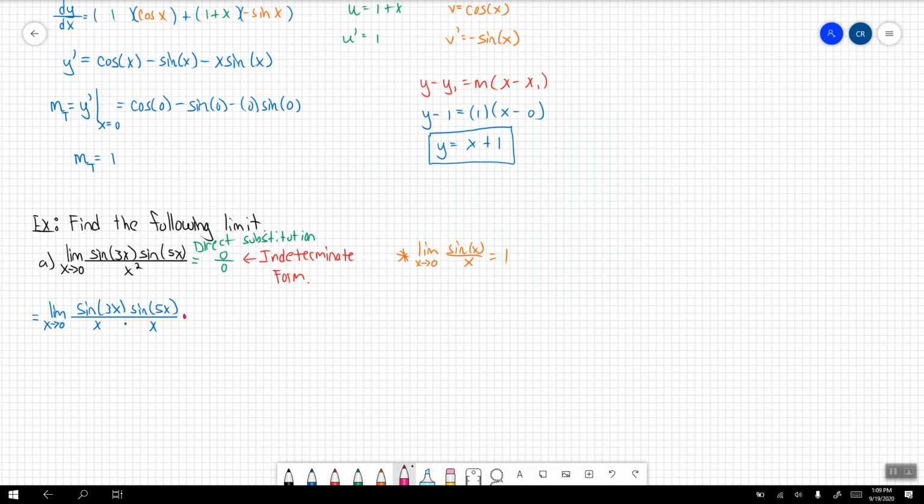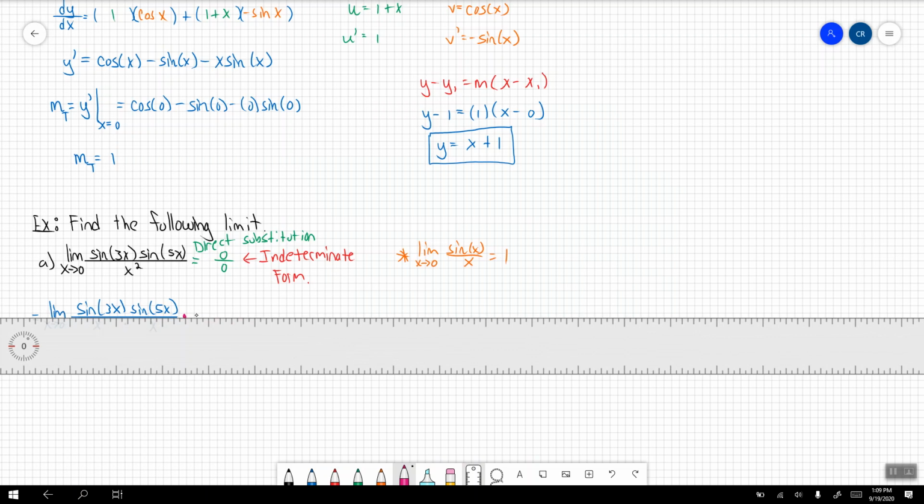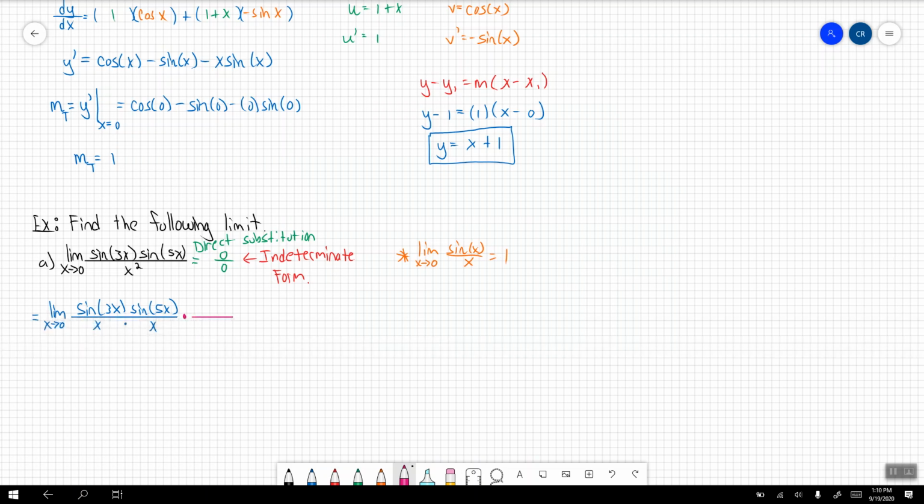Now, in order to match the denominator with the argument of sine of 3x, I need a 3 in that denominator. But I not only need a 3 in that denominator, I also need a 3 in the numerator. So I'm going to multiply both numerator and denominator by 3 times 5. Notice 3 times 5 divided by 3 times 5 is just 1, which means I'm not changing the value of the function, I'm just changing the way it looks.